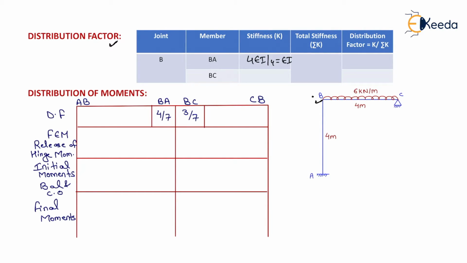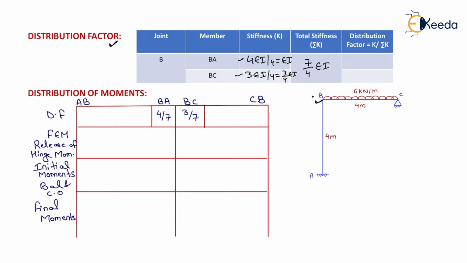Similarly, when we stand at B and see the support C, it will be a hinge support, so its stiffness will be equal to 3 EI by L, and it will be equal to 3 EI by 4. So it will be equal to 3 by 4 EI. Now for finding the total stiffness, it will be equal to the sum of these two, that is EI and 3 by 4 EI. So the total will be equal to 7 by 4 EI.